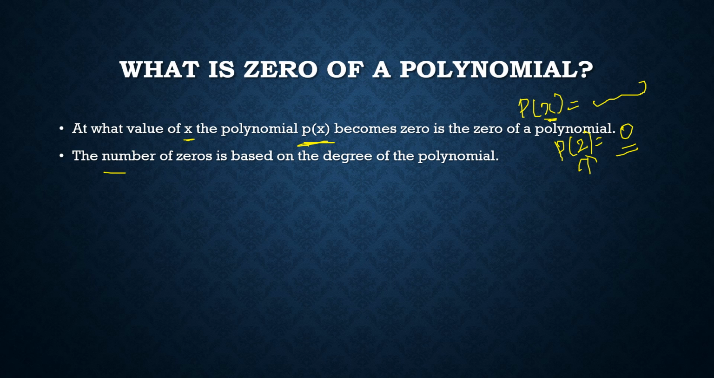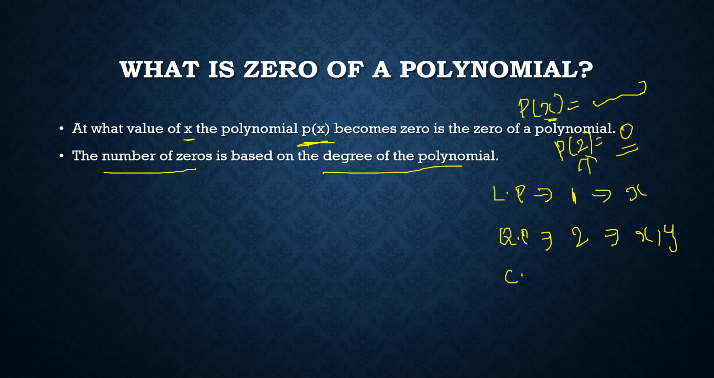But the number of zeros is based on the degree of the polynomial, because we have several types of polynomial classification, right? For example, linear polynomial means you will be having the maximum degree as 1. Then how many zeros will you get? Only one zero, consider that as x. And quadratic polynomial, what is the degree of the quadratic polynomial? This is 2. Then you will be having two zeros, x or y. Cubic polynomial, if you take the degree is 3, then you will be getting three zeros, x, y, z. Consider these are nothing but the zeros. So the number of zeros is purely based on the degree of the polynomial.